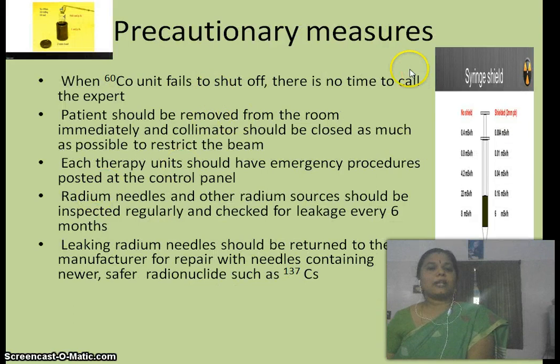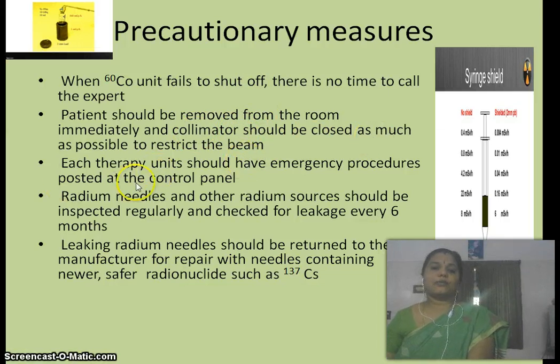What precautionary measures should be taken to avoid this kind of radiation accident? There may not be any time to call an expert during an accident, so the technician should always be careful and precautionary to avoid such accidents. Patients should be removed from the room immediately, and the collimator of the radioactive source should be closed as much as possible to restrict the beam.